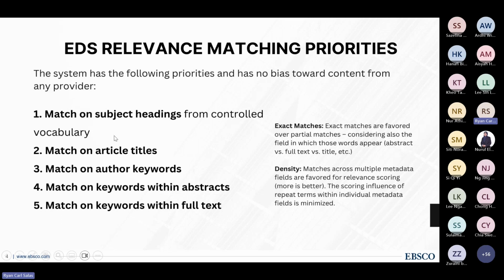It's going to look for first a match on subject headings from controlled vocabulary, preceded by a match on article titles, a match on author keywords, a match on keywords within the abstract, and finally a match on keywords within the full text. As you can notice, the subject heading is the most influential field among all the criteria, because the indexer would have had to assign the term to the record to help describe the article. So it matches a record's content and relies on existing thesauri from leading providers.